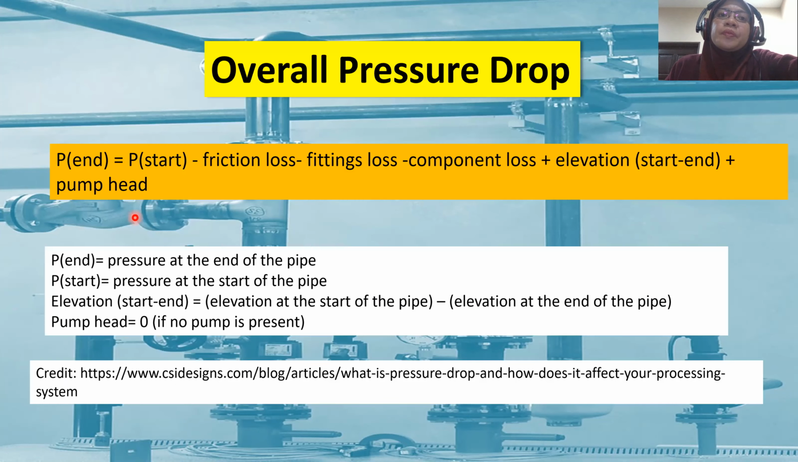This is an example of an equation from this website, CSI Design. A simple equation and quite easy to understand. It is the equation used to calculate the pressure drop in the process piping.